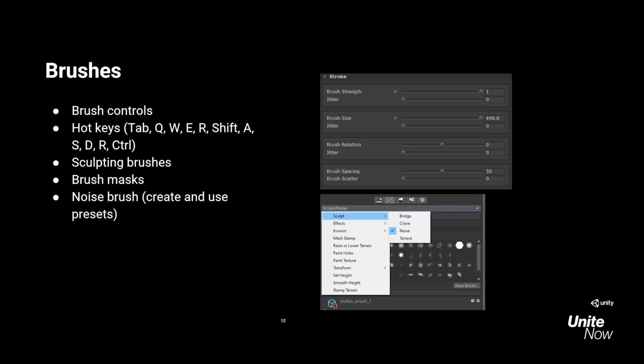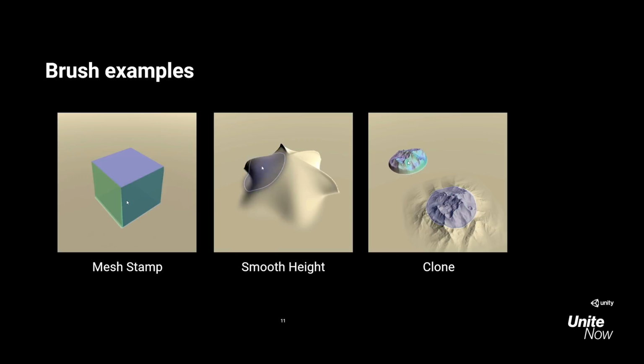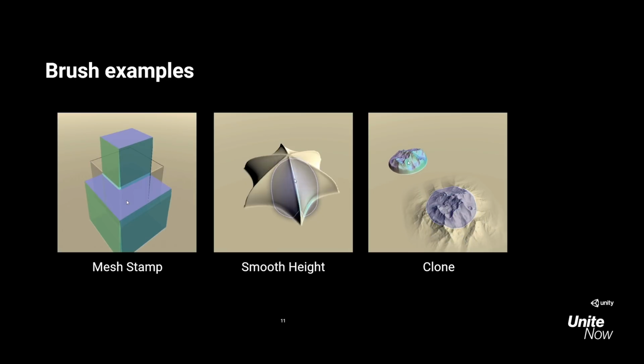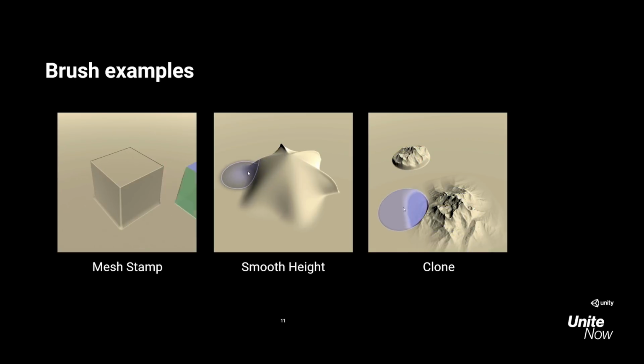Then you have those options of sculpting brushes, brush masks, and noise brush, where you can create and use some presets in your noise effect. Let's see some examples. So mesh stamp. Let's say you have some cool mesh, and you can pretty much use that mesh to stamp and change this in your terrain.